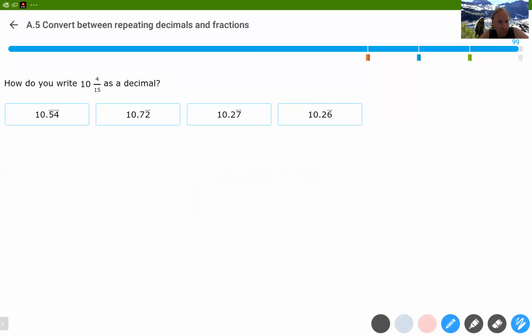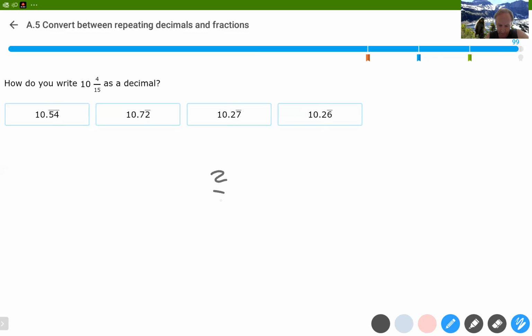And one more, 4 out of 15 is really close to a little less than a third. Now there's two possibilities. There's this one and there's this one. Let's take a look if I can remember. I believe it's going to be this one because it's got that 7 in it, but let's go ahead and put it in there.